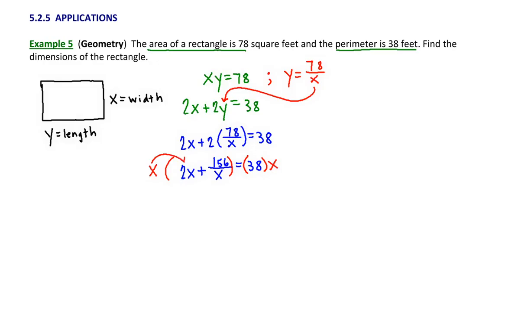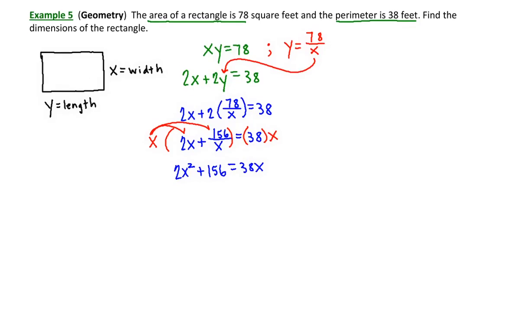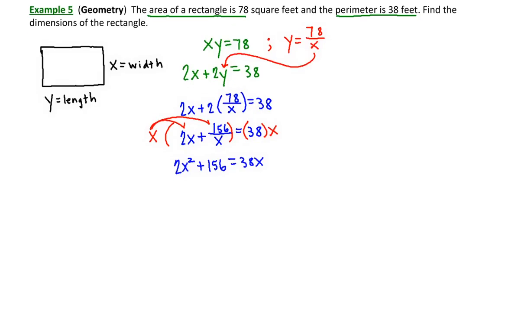So x times 2x gives us 2x squared. And then notice when we take x and multiply it by 156 over x, the denominator cancels and we just get 156. And then on the right side, we have 38x. So we've transformed this rational equation into a quadratic equation. To solve a quadratic equation, we need it equal to 0. So let's subtract 38x from both sides. And while we're at it, let's rewrite that equation in descending order.